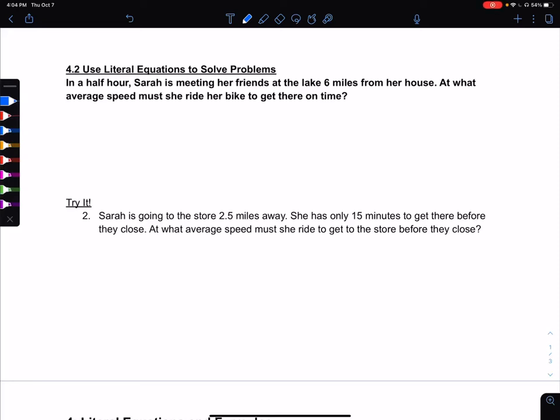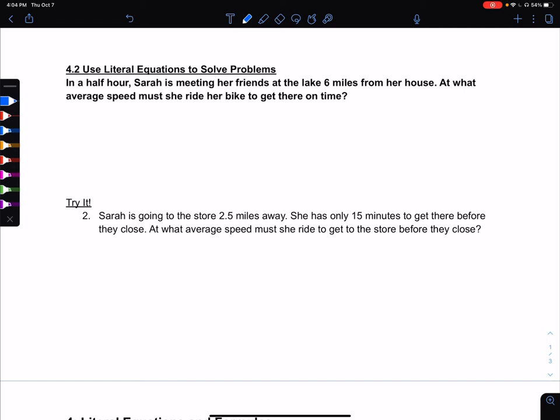Here we're going to look at topic 4, example 2, use literal equations to solve problems. In a half hour, Sarah is meeting her friends at the lake 6 miles from her house. At what average speed must she ride her bike to get there on time?